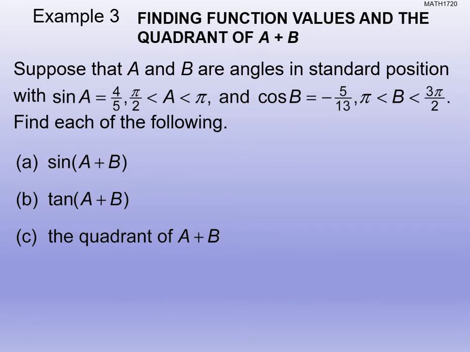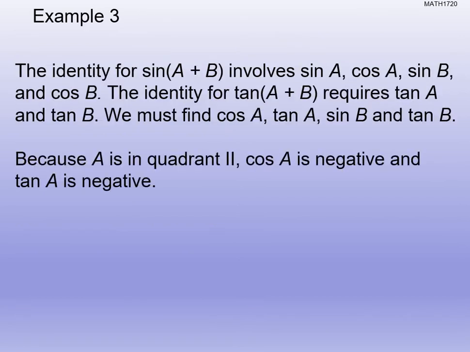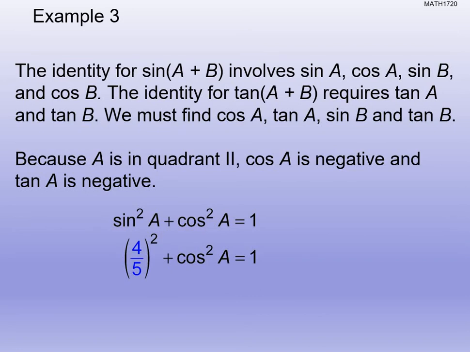Okay, so first example, part A. We're going to find sine of A plus B. Alright, well, we're going to rewrite that as our sine sum identity, but we don't know what cosine of A is, and we don't know what sine of B is. So we have to draw our reference angles and find those. Okay, so we can do that, or if you remember, we can also use the identities. Sometimes it's quicker and easier to use our Pythagorean identity.